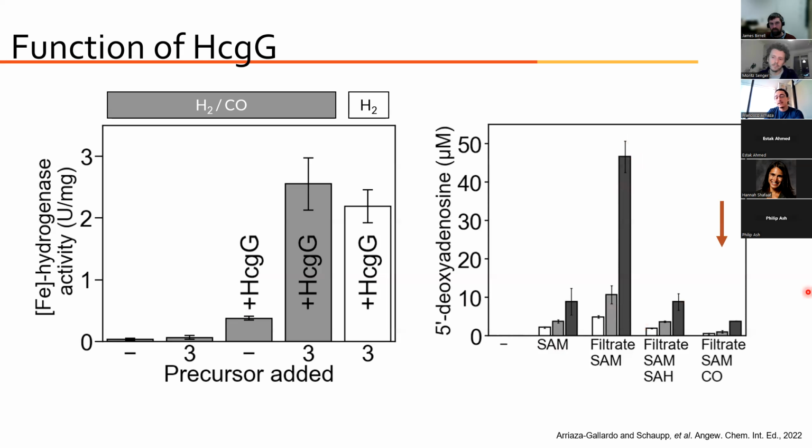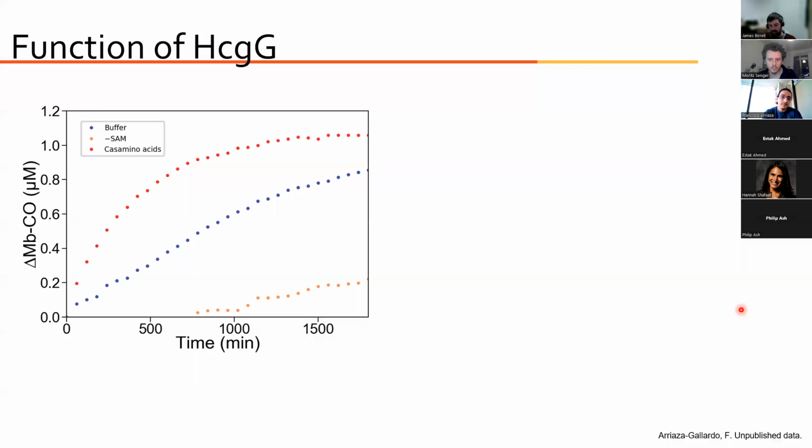But interestingly, when we incubate these conditions in an atmosphere that has 50% carbon monoxide, this reaction is inhibited. This is news to us, and to our knowledge, it has not been shown in any other radical SAM reactions, which is very interesting, a radical SAM reaction inhibited by carbon monoxide.